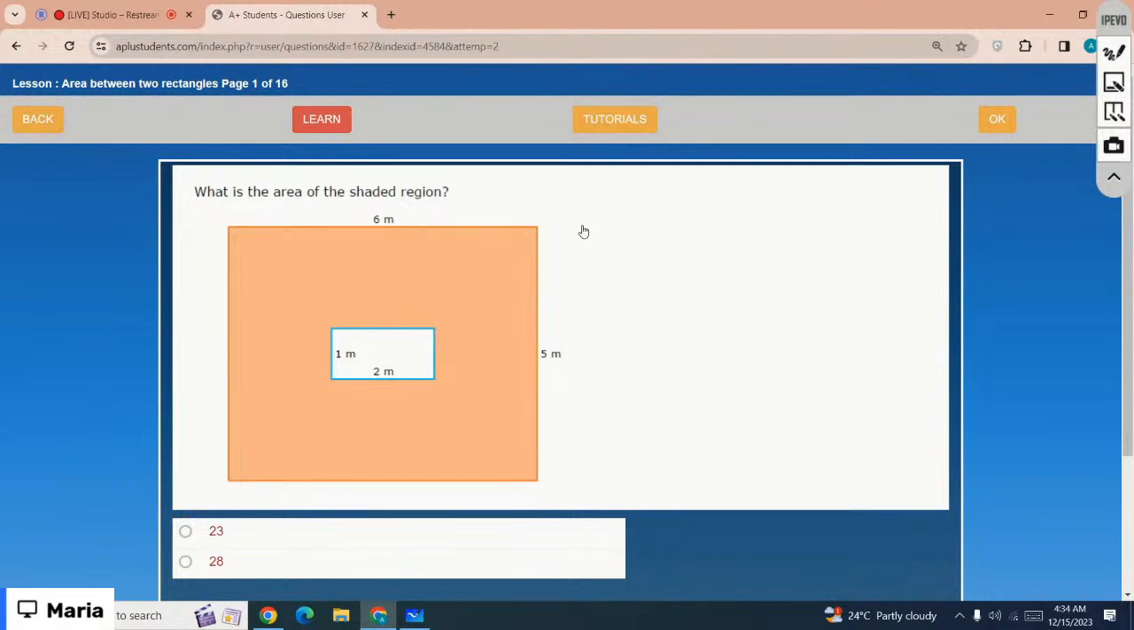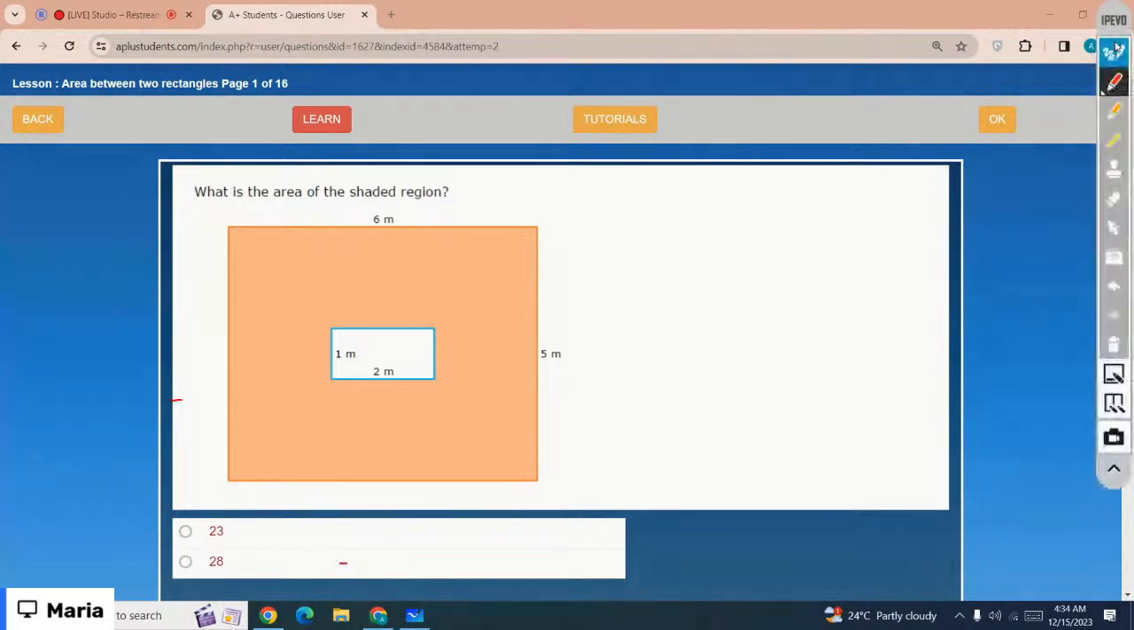Okay, let's just calculate the area of this outer one. You have to calculate length times width. For the outer one, you have to do 6 times 5, that is 30, right? That is the area of the outer rectangle, not the shaded one.